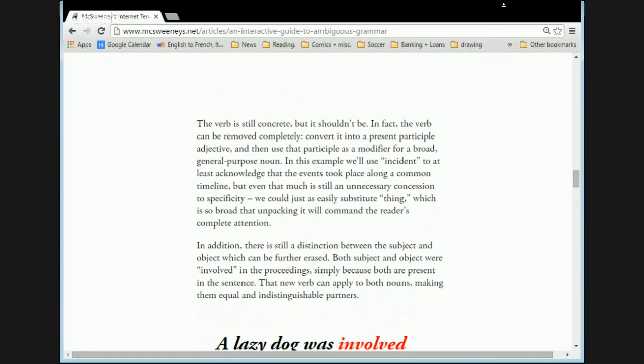Specificity. Good. We could just as easily substitute thing, which is so broad that unpacked, it will command the reader's complete attention. Okay. Good. Can you also repeat concrete? Concrete. Concrete and completely. Completely. Good. And incident. Incident. Nice. Okay. And questions here?